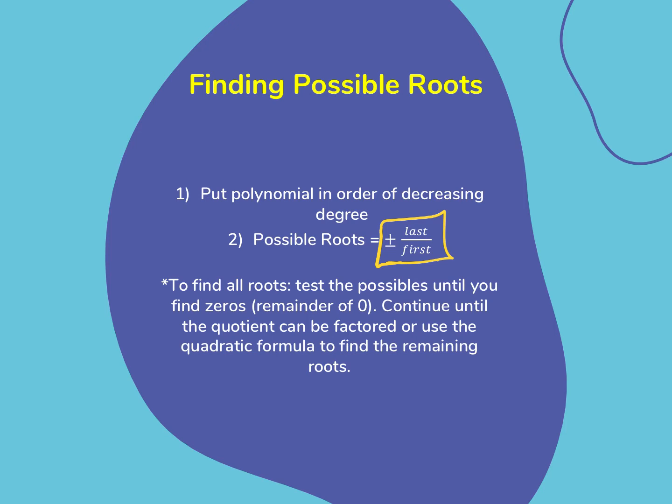Let's say it started as x to the 4th, and I find one root and it's still not factorable. I've got to find a second one. And then I can do the quadratic, or I could factor it, okay? So that's what this says. You're going to find all your roots by testing the possibles. You set up your bank of possibles until you find the 0 that works, which would have a remainder of 0. Then continue until the quotient can be factored, or use the quadratic formula to find the remaining factors. In order to use the quadratic formula, the highest exponent has to be squared. You cannot use the quadratic formula on x to the 3rd. That's cubic, not quadratic, okay?